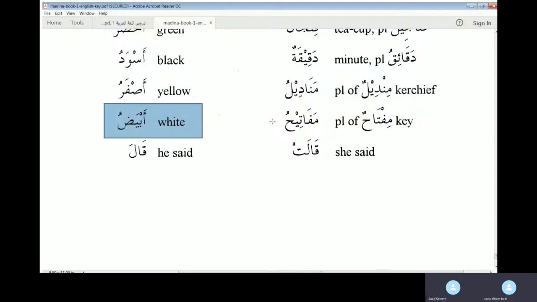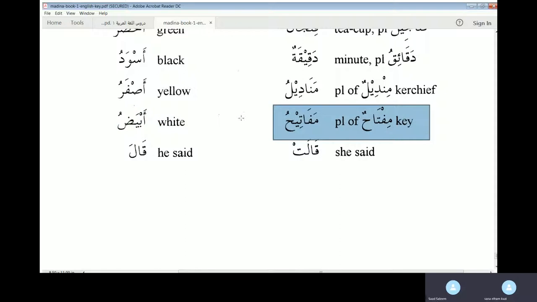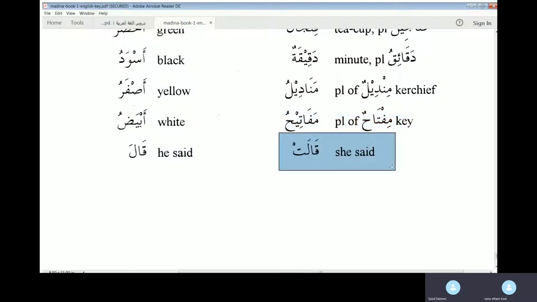Abyadu is white. Mafatihu is a plural of miftahun, key. Kala, he said. Kalat, she said.